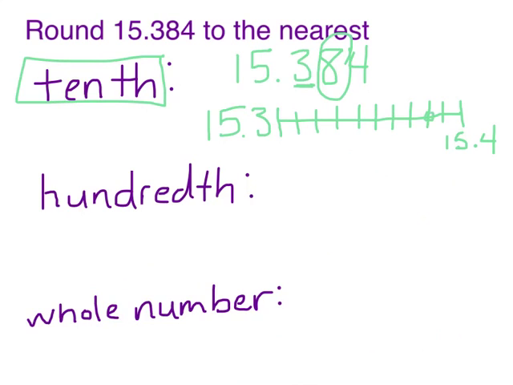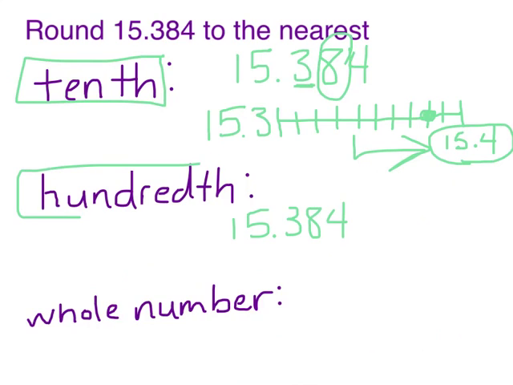I can see that if I move 8 hundredths down the number line, I'm much closer to my larger tenth. This number rounds to 15 and 4/10ths. Let's look at another example. Round the same number, 15 and 384 thousandths, to the nearest hundredth.